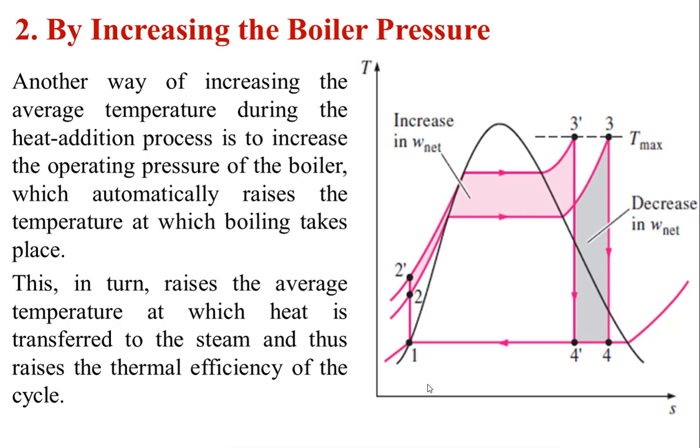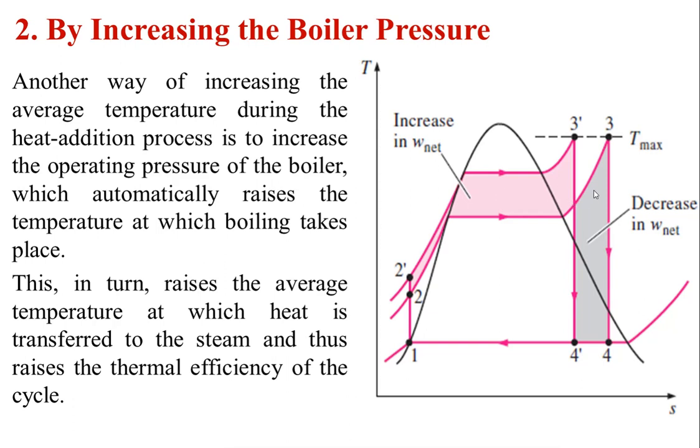Second one is by increasing the boiler pressure. If you increase the boiler pressure, this is the earlier pressure line. While increasing the boiler pressure, this line is going to shift from 2 dash to 3 dash for the same maximum temperature. So this much area is going to increase. As a result, more work is done.